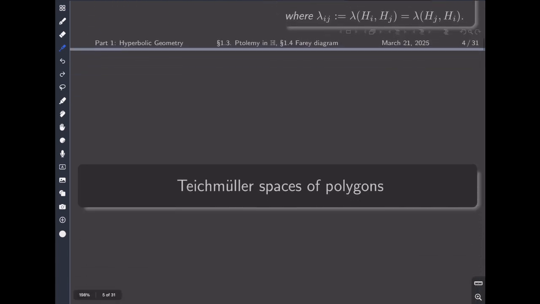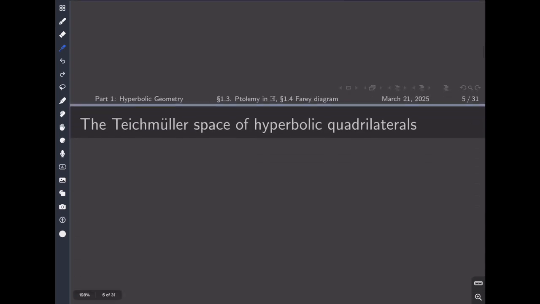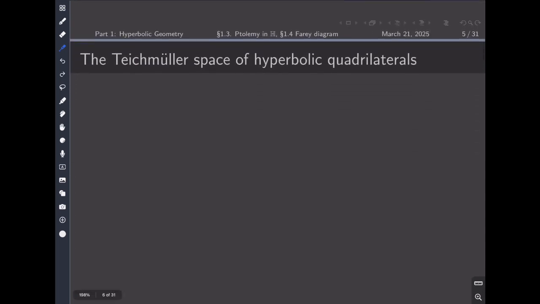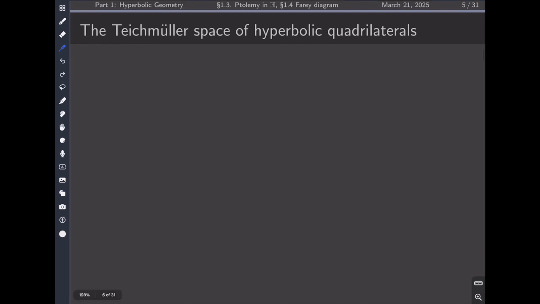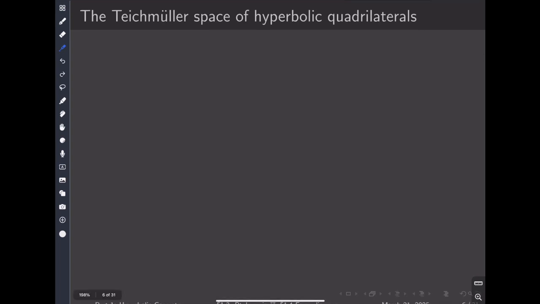Okay, and then we discussed a little bit about Teichmüller space, the Teichmüller space of hyperbolic triangles, and then we saw that it has only one point due to the simple transitivity of the action of PSU(1,1) on triples of points oriented anticlockwise, lying on the circle at infinity. Yeah? And now we also discussed the Teichmüller space of hyperbolic quadrilaterals.